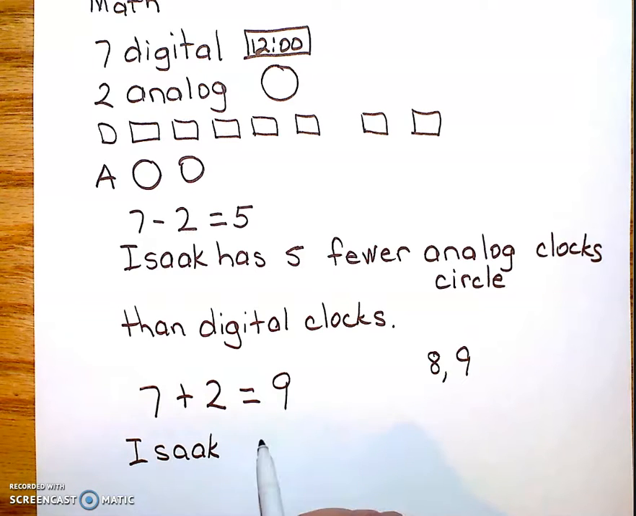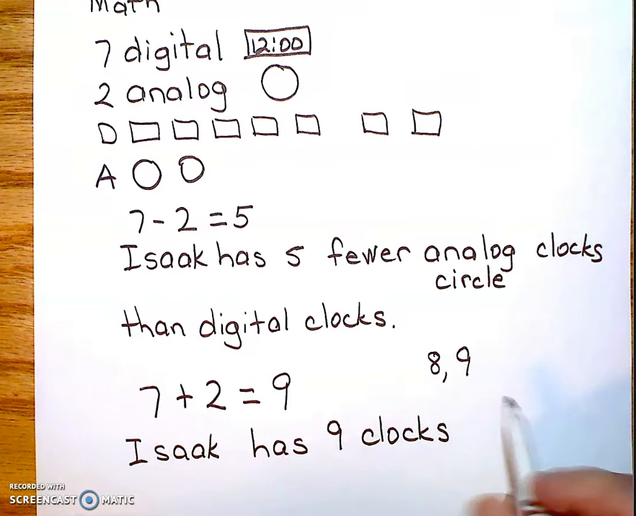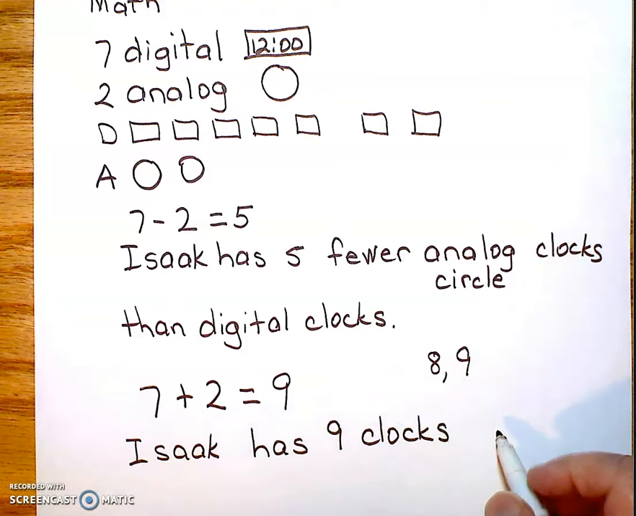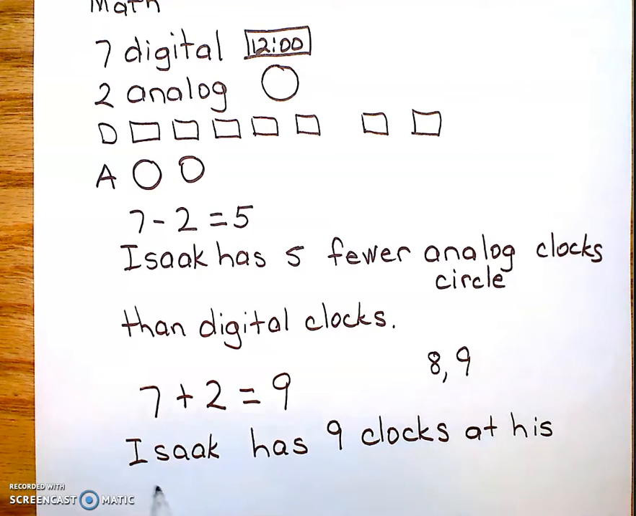And your statement, Isaac has 9 clocks. There's no reason for Isaac to not know what time it is at his house. He has 9 clocks. Not for real. We're just pretending. It's a math problem. Okay, let's get ready to go on to the next part.